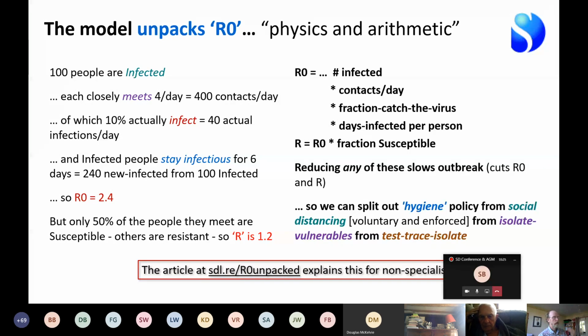Now, what that means is we've got 5 items there, all of which we can actually do something about. So we can get infected people to stay away from others. We can reduce the contact rates. We can do things with hygiene measures such as wearing masks to cut the fraction of people who catch the virus from contacts. We can get people to stay isolated themselves so that their infected period is less. And we can do something about keeping people away from susceptible people.